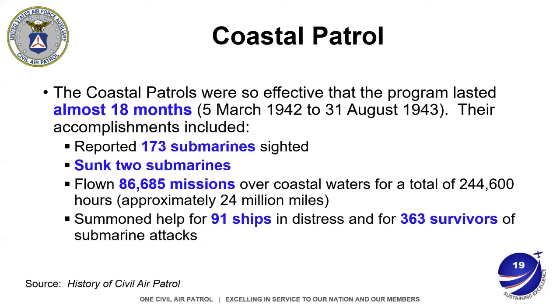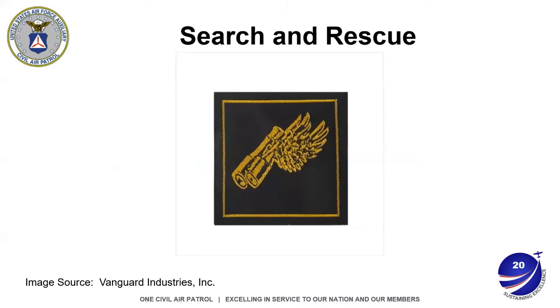The coastal patrols were so effective that the program lasted almost 18 months, from the 5th of March 1942 to the 31st of August 1943. Their accomplishments included reporting 173 submarines sighted. They sunk 2 submarines. They had flown 86,685 missions over coastal waters for a total of 244,600 hours, which translates into approximately 24 million miles. And they summoned help for 91 ships in distress and for 363 survivors of submarine attacks.